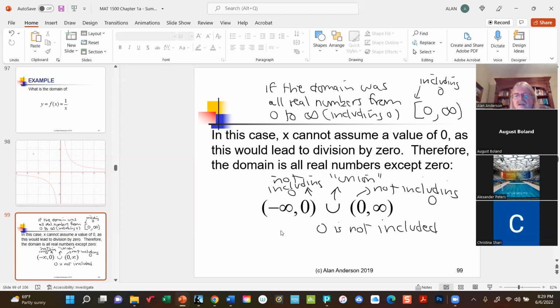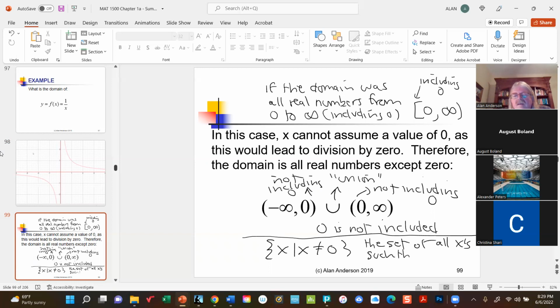Now, there's other ways we could write this, but this is a common way to indicate the domain as an interval. In this case, it happens to be the union of two different intervals, which essentially just means everything except zero. But there's other things you could do. You could write something like this: the set of all x's such that x is not equal to zero. You might recall this notation. That implies it's all the real numbers except for zero itself. You may have seen that notation.